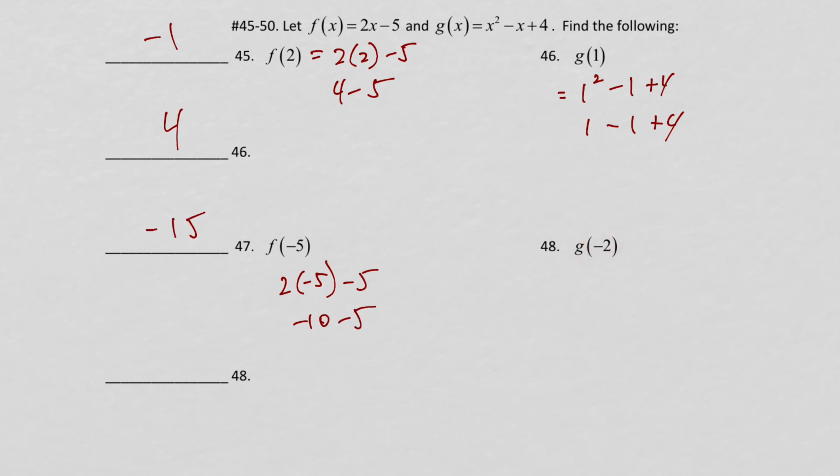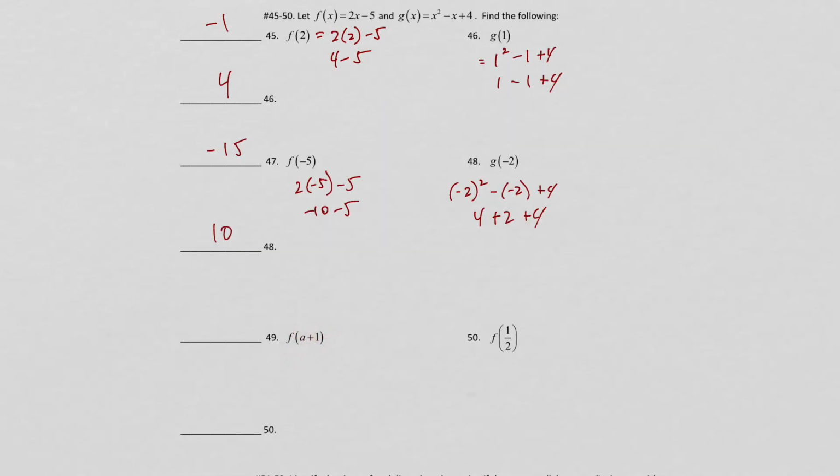G of negative 2, we're putting in a negative 2 for x. So we're going negative 2 squared. And we've got to put it in parentheses because we've got to square the entire negative 2. That's going to turn that into a positive. Then we have minus a negative 2 plus 4. This is positive 4. This turns into a plus 2, which is 10.